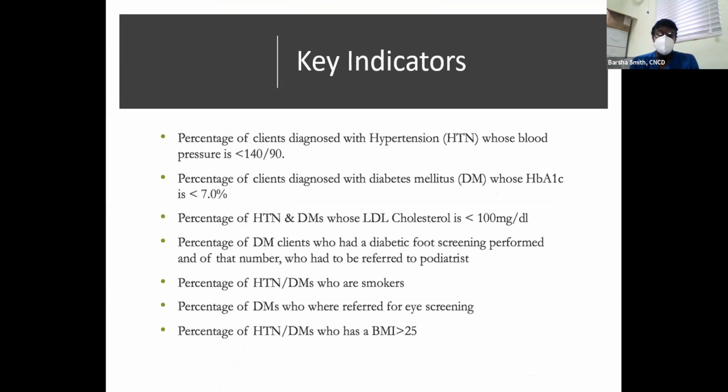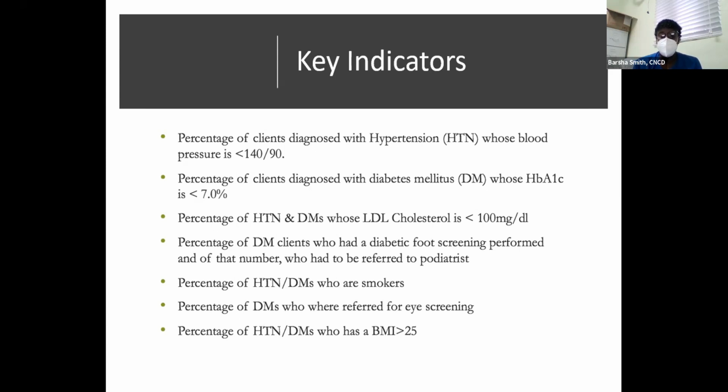Some of our key indicators. So we monitor closely the percentage of clients with blood pressure that's less than 140/90. And remember, I talked about audits a few minutes ago. So in our audit, we would look at all of the blood pressures for all of the CNCD clients, and we will monitor those to see how many of those have a blood pressure that's less than 140/90.